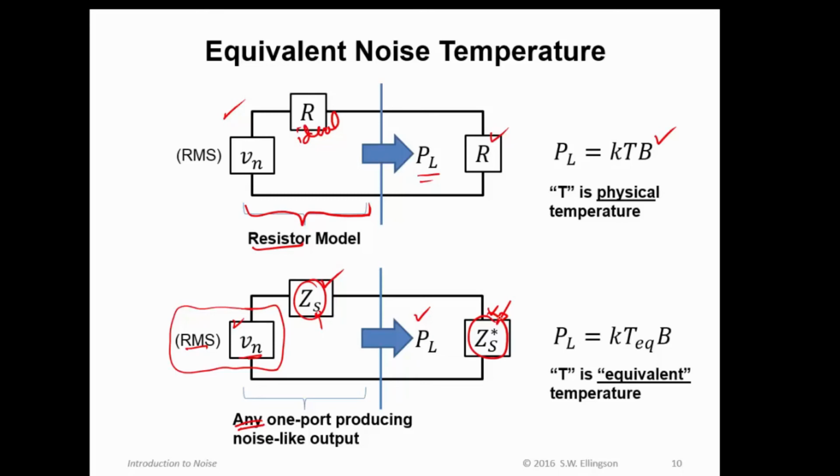And in that case, then, I apply the thermodynamic concept, and I say the power delivered to that test load is K, now times an equivalent noise temperature, times B. So this T_EQ is the equivalent noise temperature. It's the temperature of a resistor that would produce the same noise.